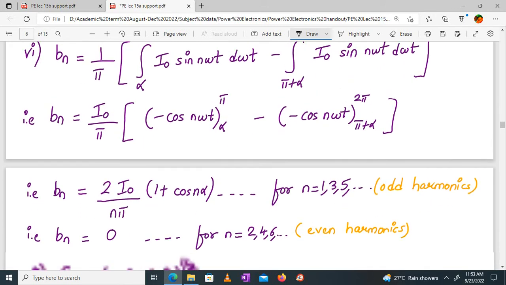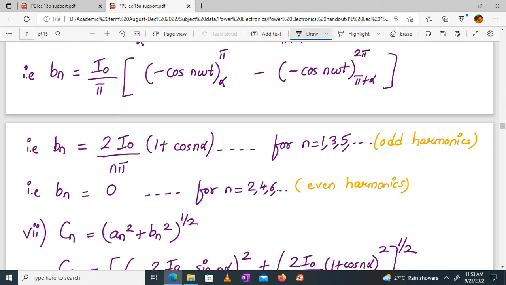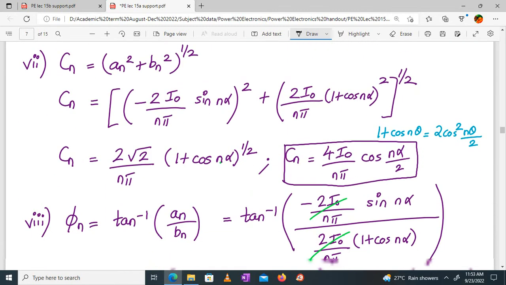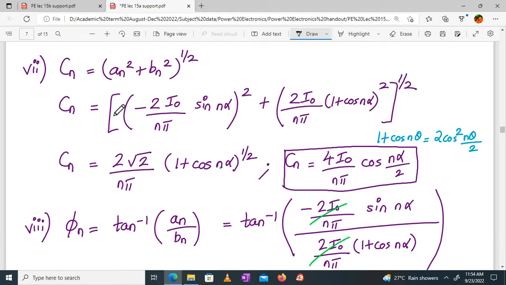Similarly, write down bn value. 2 I naught upon n pi into 1 plus cos n alpha, where n is going from 1, 3, 5. Okay? You all only write something which will be useful to us in our numericals. Then Cn. Now, an and bn square, it's a constant, right? We have determined them just now. Correct? So here I am not doing the derivation in detail, but still 1 plus cos n alpha, right?